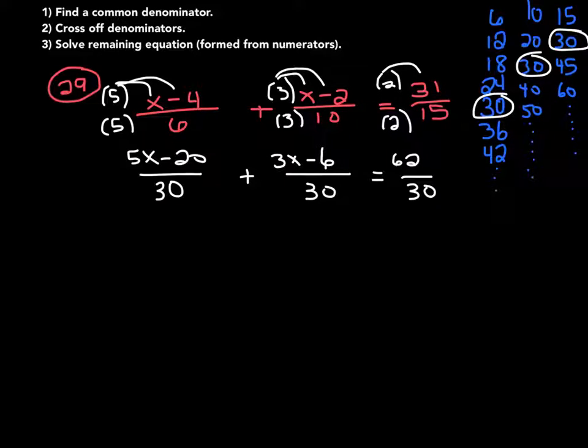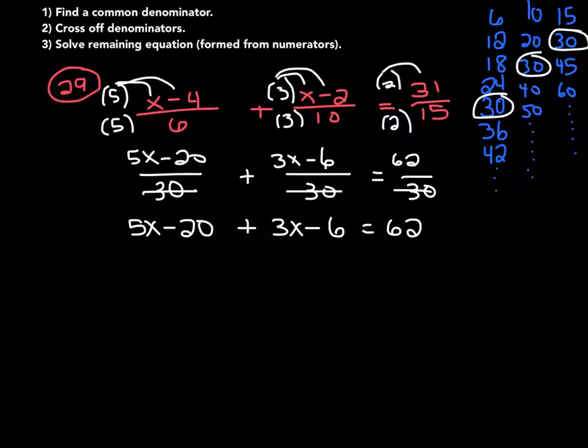Now once we have step 1 done, once we find a common denominator, let's go on to step 2, which says cross off the denominators. So that's our quick step. You can just cross them right off. On to step 3, solve the remaining equation. The equation that's formed from our numerators is the one we're going to solve. Let me just rewrite it: 5x minus 20 plus 3x minus 6 equals 62.